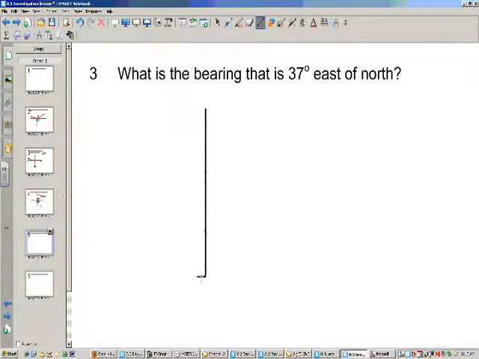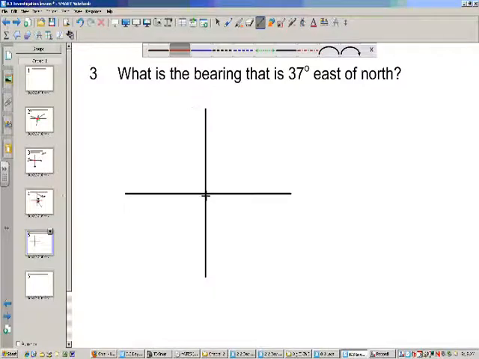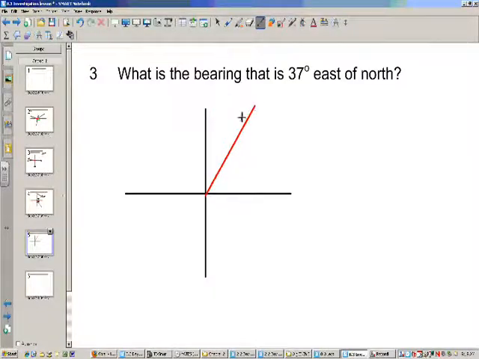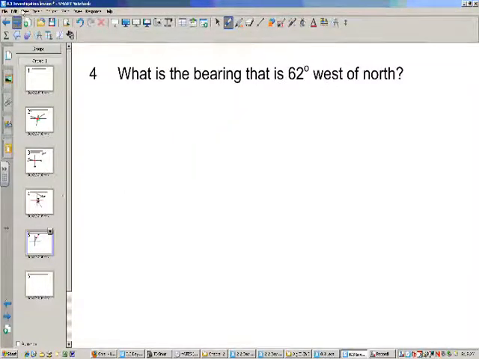What about 37 degrees east of north? So if I go north, if I go east 37 degrees, my bearing is also 37 degrees.